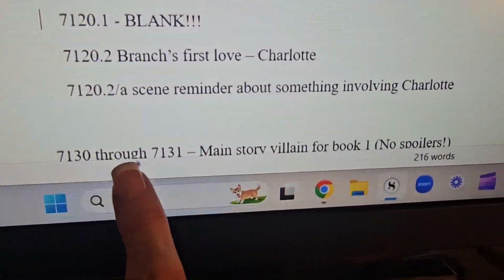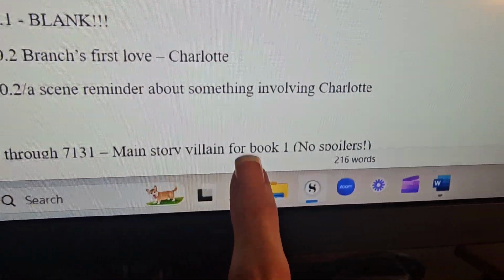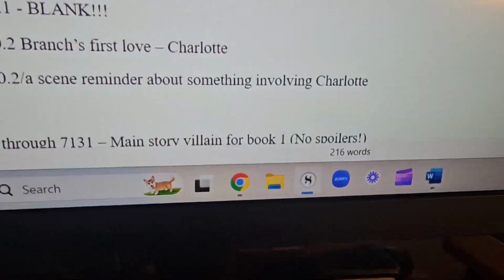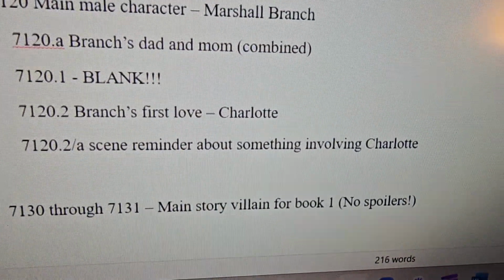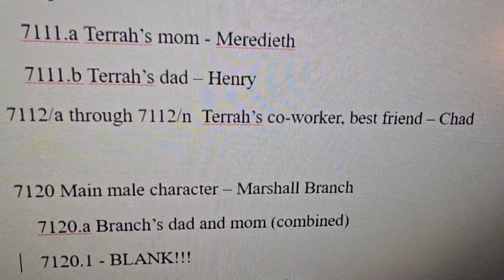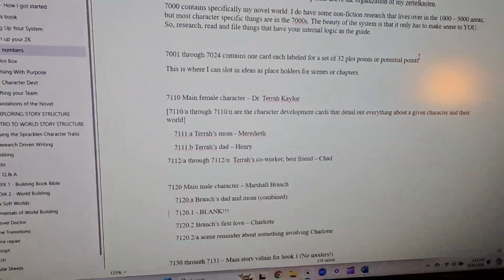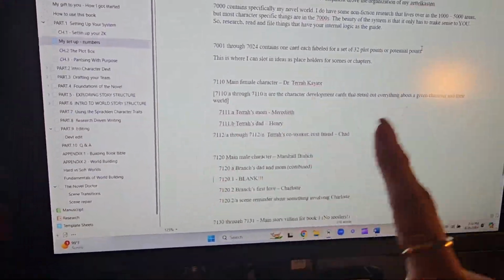And then finally, 7130 through 7131, that is my main story villain, gets 7130 and 7131 because there are several people that populate that world. So see how things move around and through one another?